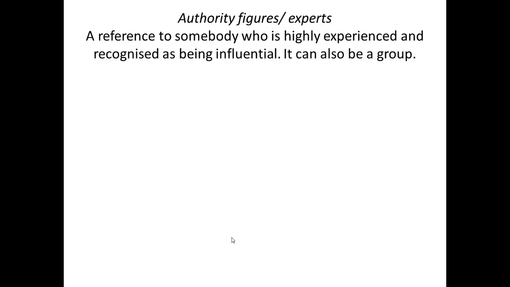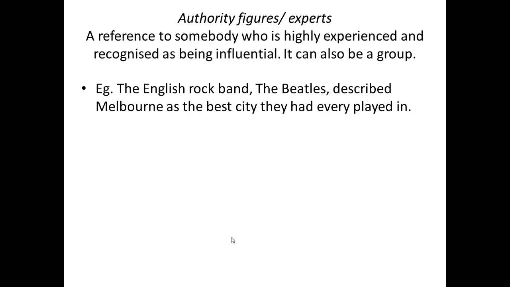The next type of evidence we can use is to refer to authority figures or experts. And this is a reference to somebody who is highly experienced and recognised as being influential, and it might be a group. So if we were writing an essay about politics, we might reference something the Prime Minister said. If we're writing an essay about sport, we might reference something some famous sports people have said. In the context of this particular body paragraph, we're going to reference the Beatles, a famous rock band. And so here we have a reference to the rock band.